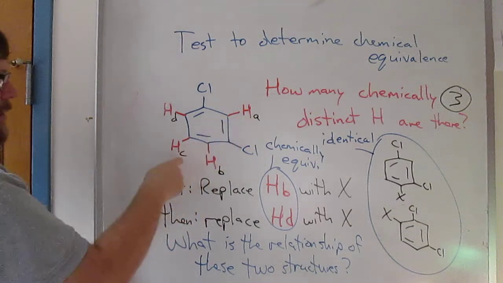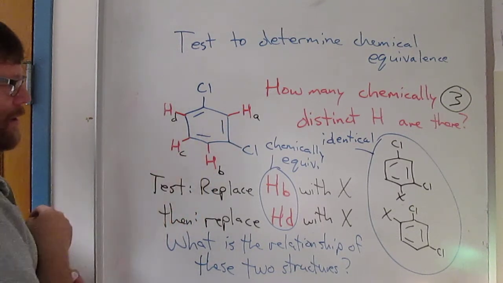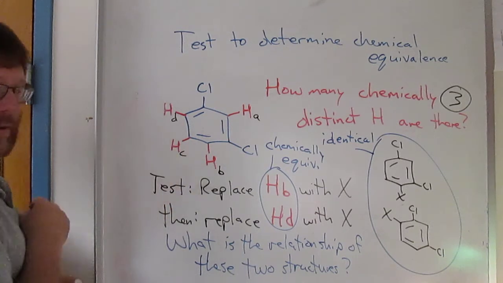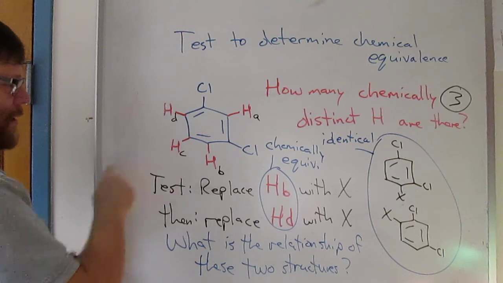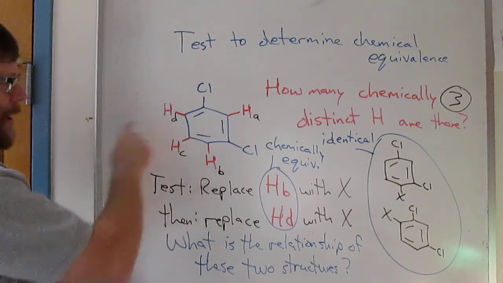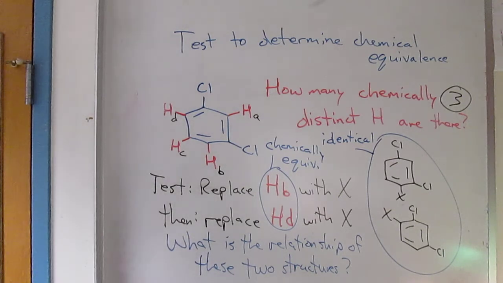So HA is different from HC, HA is different from HB, HC and HB are different, but HB and HD are the same. So A is one chemically distinct, C is a second chemically distinct, and then HB and HD are a third. All right, there's a tutorial. I'll give you a homework here in just a second.